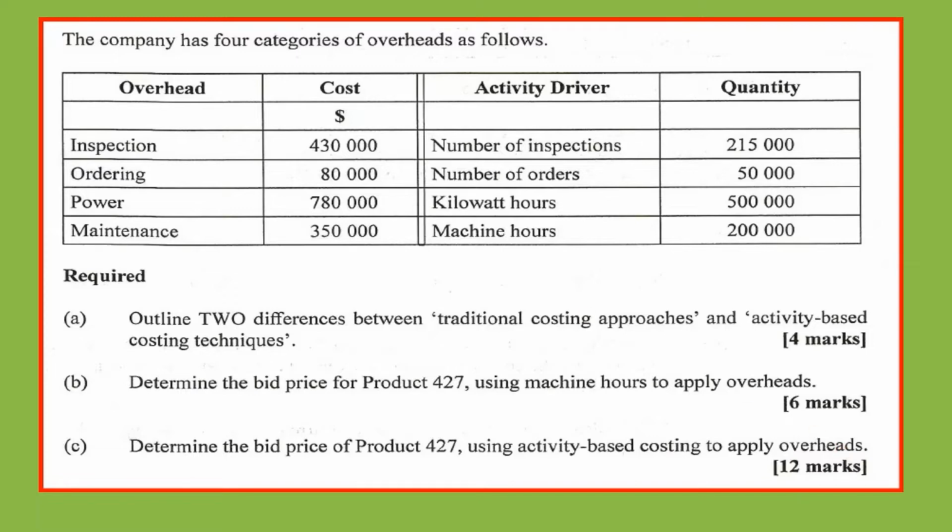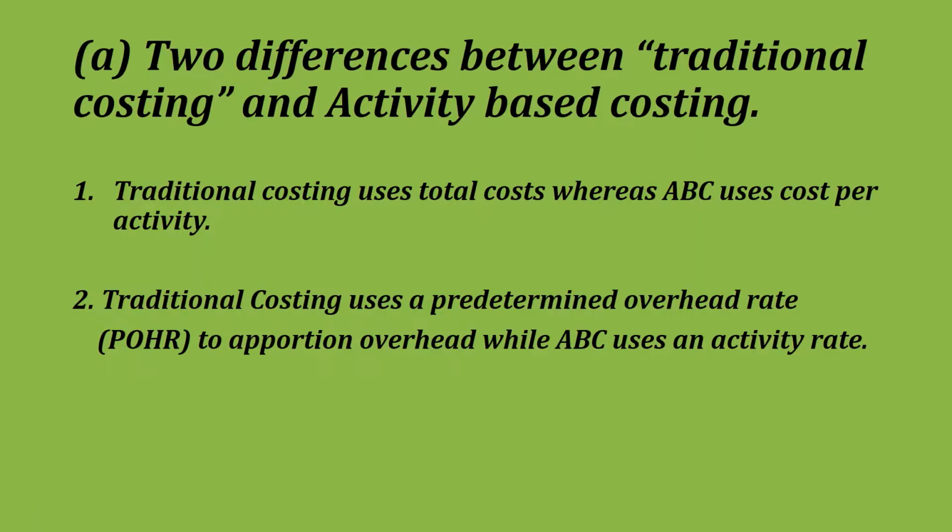Okay, we'll continue with the response. Two differences between activity-based costing and traditional costing. Traditional costing uses total cost, whereas ABC uses cost per activity. Right? Traditional costing uses a predetermined overhead rate, PUHR, to apportion overhead, while ABC uses an activity cost rate and cost pool.